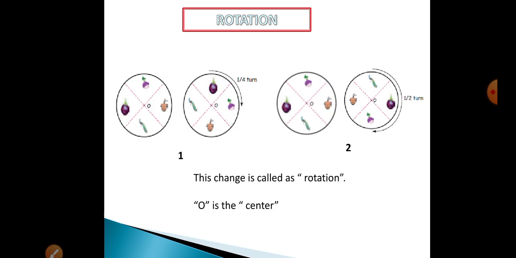When you rotate the chart, as in the first picture, you will have 1/4 turn. After taking rotation of the chart as shown in the second picture, you will have half turn. Yes, have you noticed any changes in the chart? Yes, there is a change. This change is called rotation. O is the center of rotation.